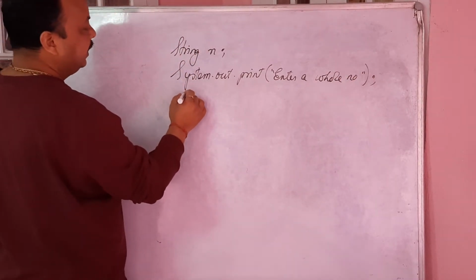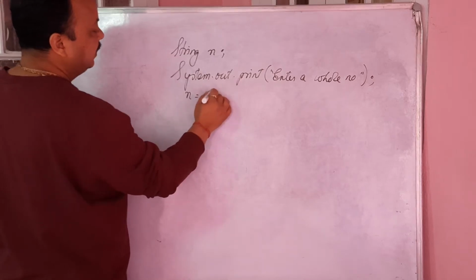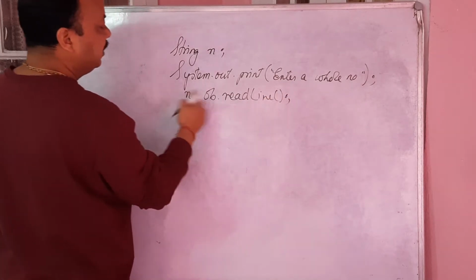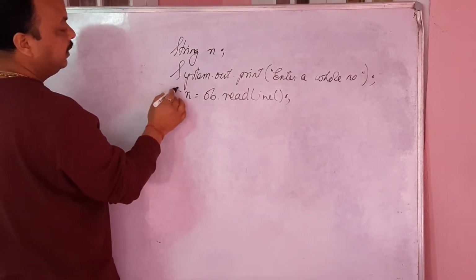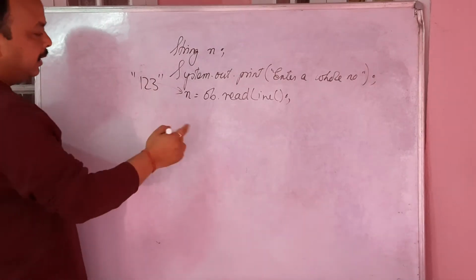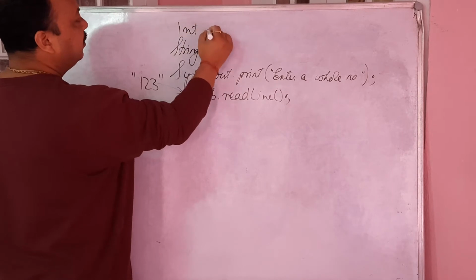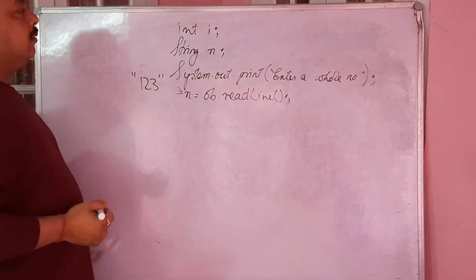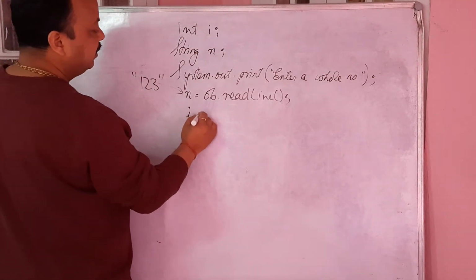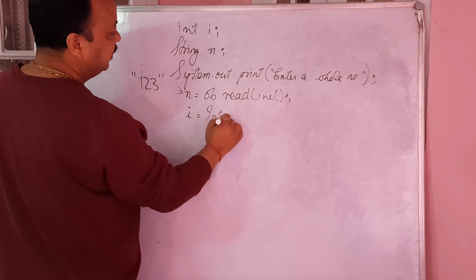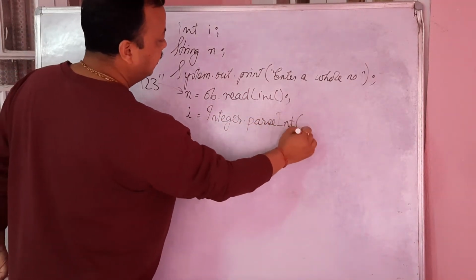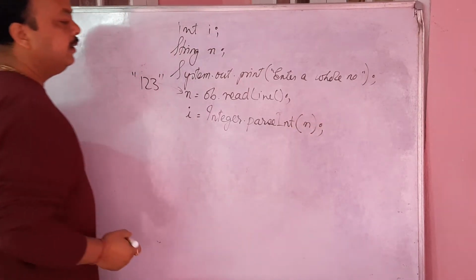So preferably, first you perform the read operation. Let whatever number you have typed, say 1, 2, 3, come in the form of a string, no problem. Then you can take a variable called i, which stands for an integer variable, and use it to say Integer.parseInt(n). Remember, I told you that you need a wrapper class.